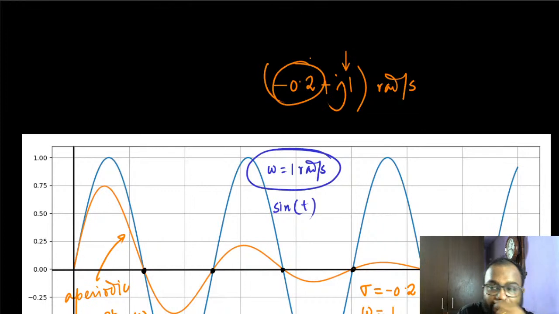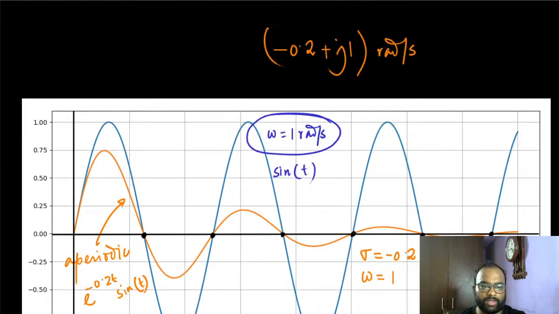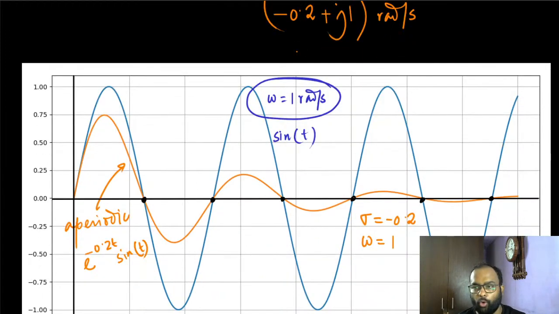Okay, this omega is telling me the repeating feature, and this is telling us how the signal is decaying or increasing in nature. So that's how, using the notion of complex frequency, we can describe far more classes of signals as periodic signals, even though they are not. In the conventional sense, the orange signal is not periodic because it is not repeating. But in the sense of complex frequency, this is a periodic signal.